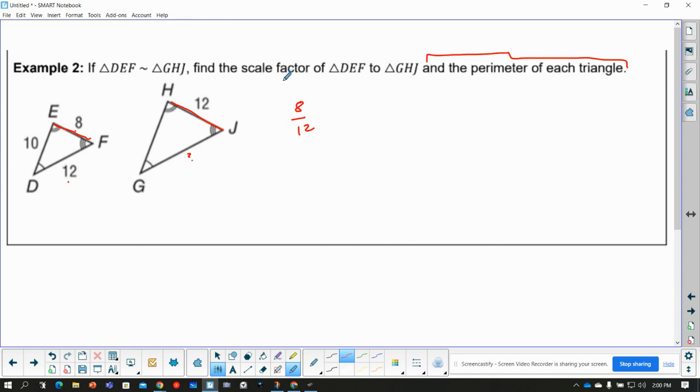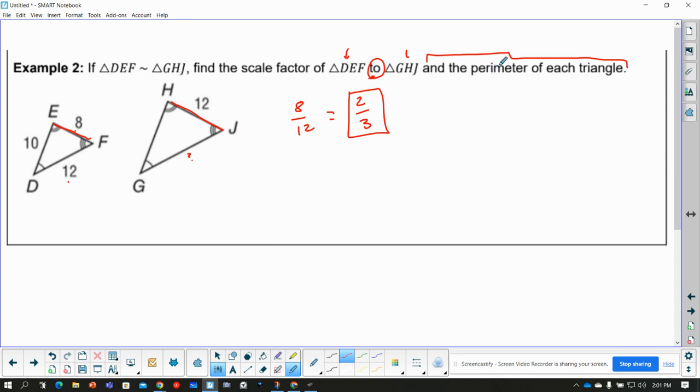Since I need to find the scale factor, you only need one of those pairs. Even if there were other numbers, I wouldn't have to go any further. 8 goes with the 12, so let me simplify this down. 4 goes into both. 4 goes into 8 two times, 4 goes into 12 three times. So there is my scale factor. It says scale factor of DEF to, so DEF goes in the numerator and the other triangle goes in the denominator. Numerator on the left, denominator on the right.